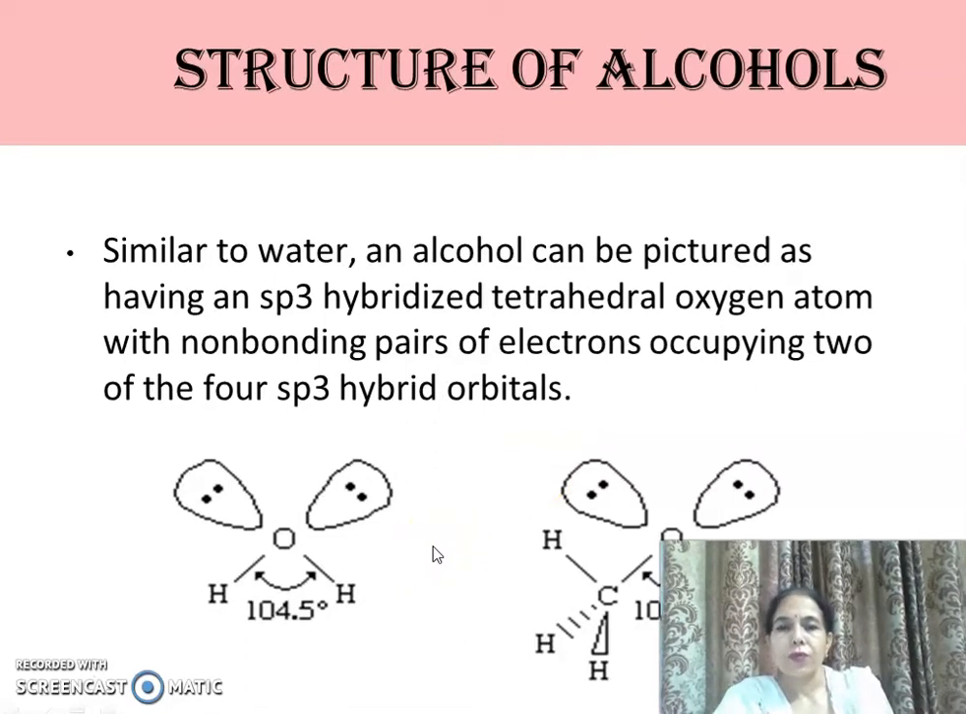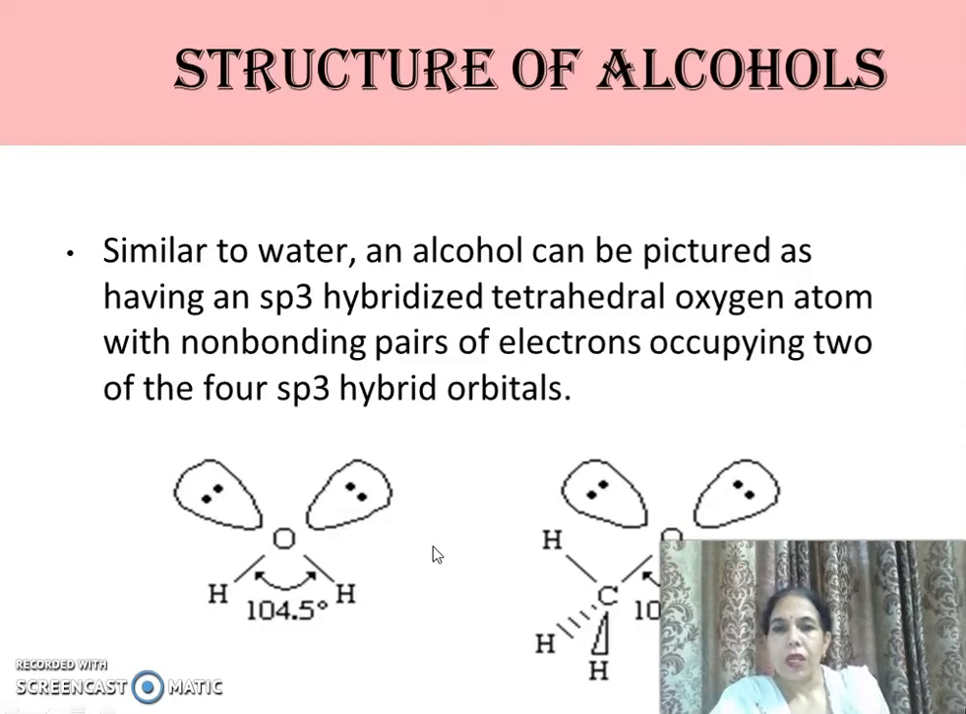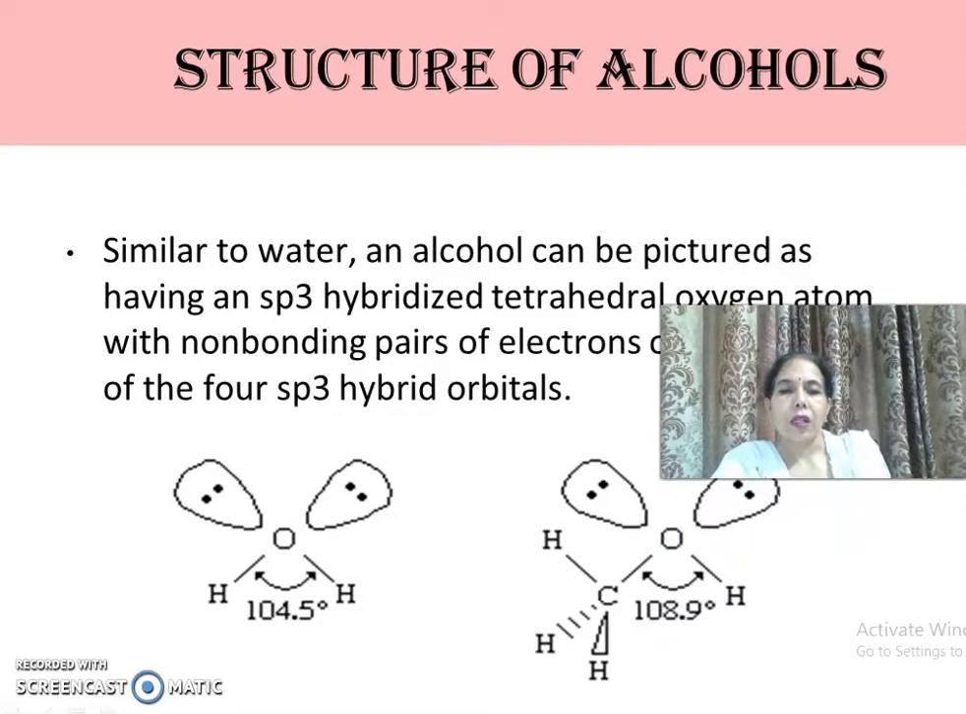Now we start with the structure of alcohols. The structure of alcohols is very similar to water. In water, oxygen is sp3 hybridized and tetrahedrally bonded. It has 2 lone pairs and 2 bond pairs. So it has a bent structure and a bond angle of 104.5 degrees. Similarly, in alcohols also there are 2 lone pairs around the oxygen atom and 1 hydrogen is replaced with an alkyl group.